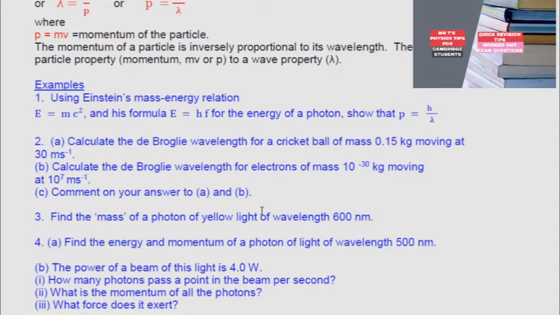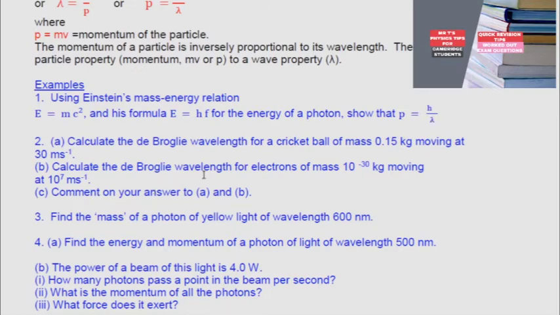Number 2a, calculate the de Broglie wavelength for a cricket ball of mass 0.15 kg moving at 30 meters per second. Given the mass and the velocity, you'll be able to calculate the momentum p. So it will be 0.15 times 30. That will be the momentum p there. Planck's constant is 6.63 times 10 to the power of minus 34, and then you can calculate lambda by making it the subject of the formula.